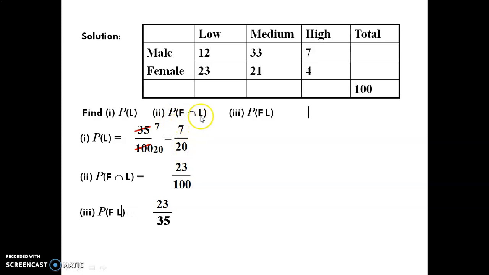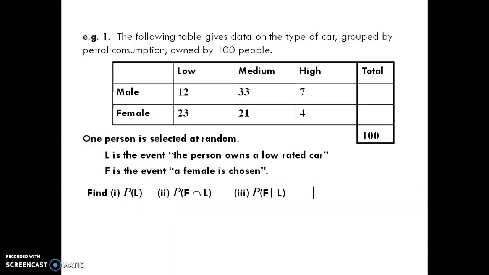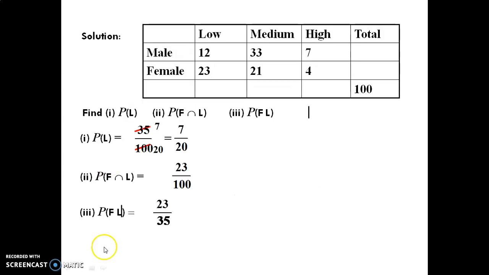Probability of F intersection L. F intersection L means it is low rated and F is the occurrence of female. You can see that 23 females are there with low rated cars, so we take the common, that is 23. The total number of cars is 100, so 23 upon 100 will be the answer for this.